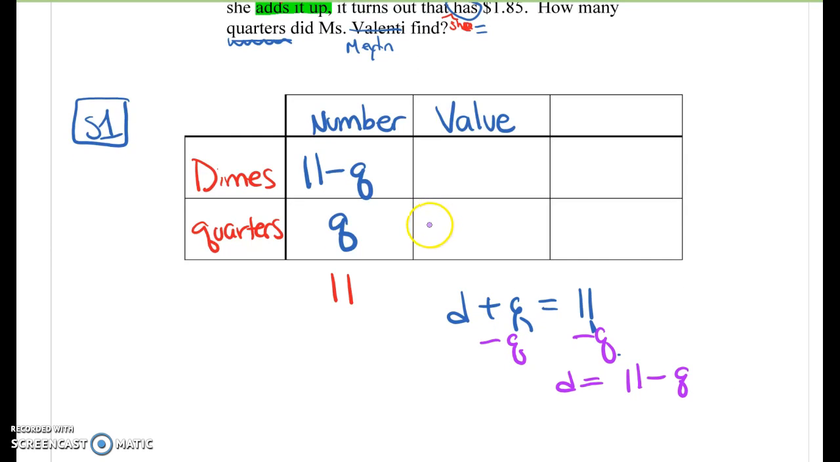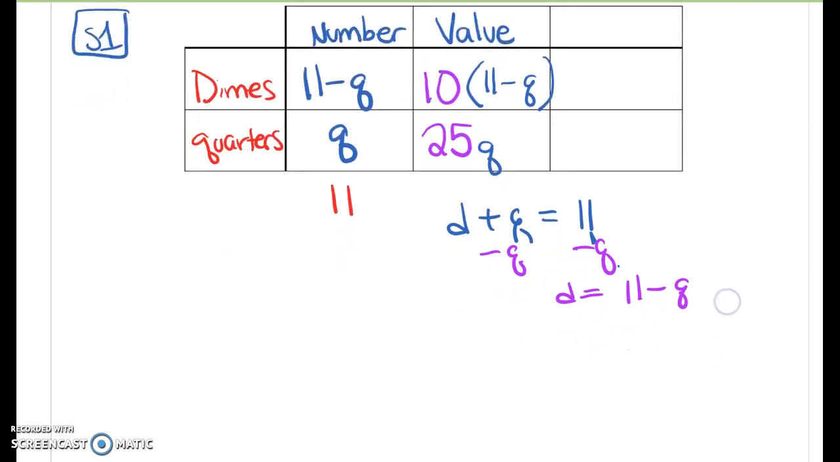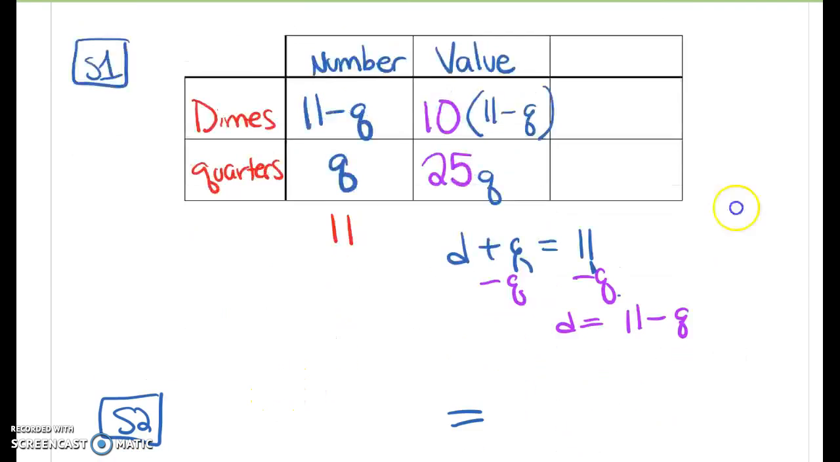Okay, so now, how much are quarters worth? Well, we know that they are worth 25 cents. So we take the number of quarters and multiply it by 25. How much are dimes worth? Well, we have to take the number of dimes and multiply it by 10. But because this is a binomial, we have to BYOP, right? We have to take the total number of dimes and multiply it by 10, and that's going to require parentheses.